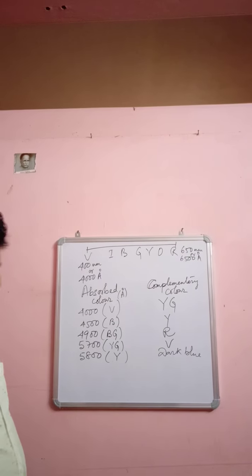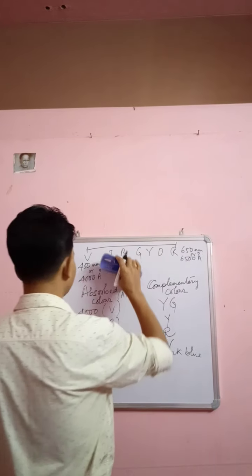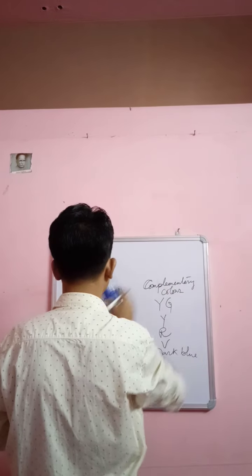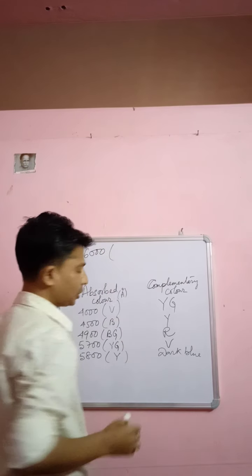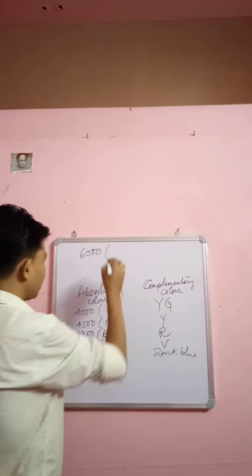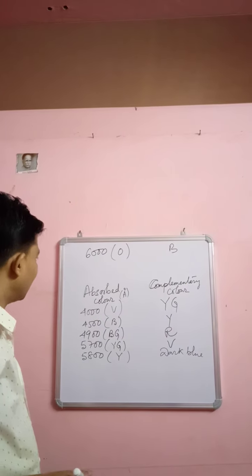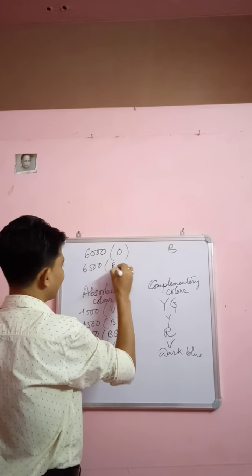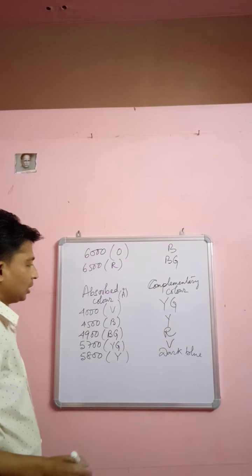Now if it goes up with 6000 angstrom, means it is going up with orange color, so the color which it will release will also be blue. The complementary color will also be blue. Now if it goes up with 6500 angstrom, it means it is going up with red color, it will release bluish green color. So why do transition elements form colored compounds?